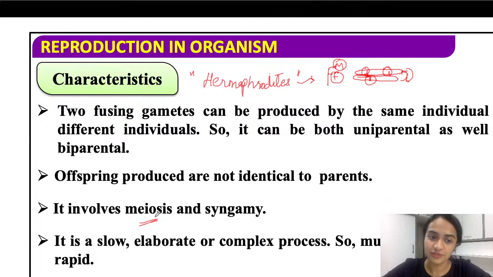Definitely, sexual reproduction is slow because it requires more energy. It is a complex process, so it requires a lot more energy. It takes more time than the asexual ones, and also, multiplication is not so rapid. Like a single bacterium can produce so many clones in minutes, but that is not the case with the sexual one.